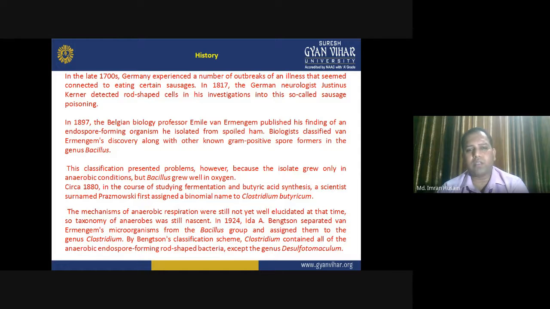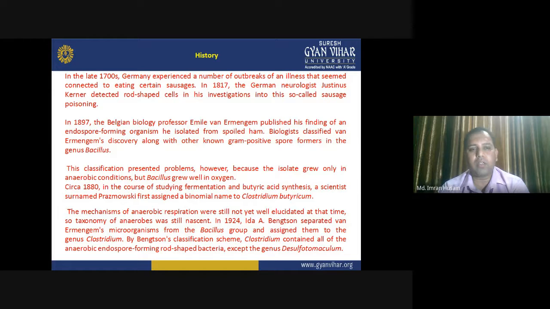This classification presented problems, however, because the isolate grew only in anaerobic conditions, but Bacillus grew well in oxygen. So they faced a dilemma when they discovered that Clostridium are obligate anaerobes and Bacillus are obligate aerobes, and they require a lot of oxygen for growth.